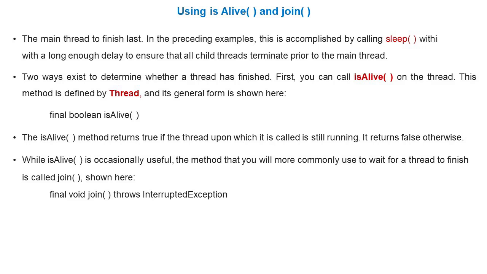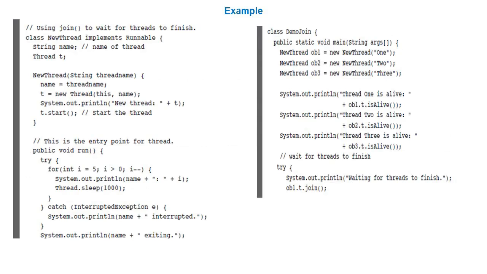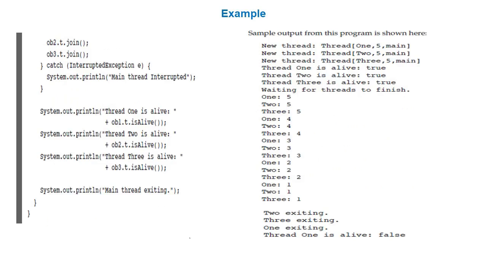While isAlive is occasionally useful, the method you will more commonly use to wait for a thread to finish is called join. The syntax for join has been given. Now, here is an example where you work with join to wait for threads to finish.